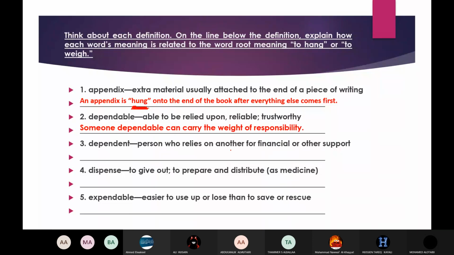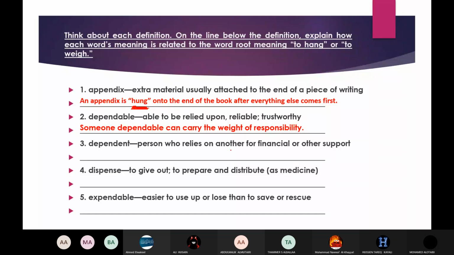And number 3, we have dependent. We have studied that in grammar, according to the dependent clause and the independent clause. Now we're studying it as an adjective. Dependent person. So a dependent person is a person who relies on another for financial or other support.